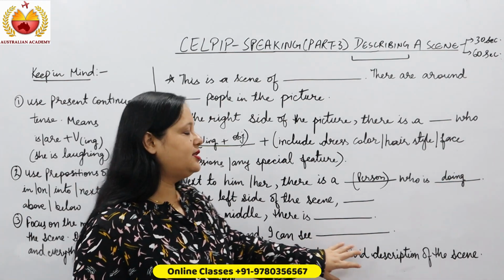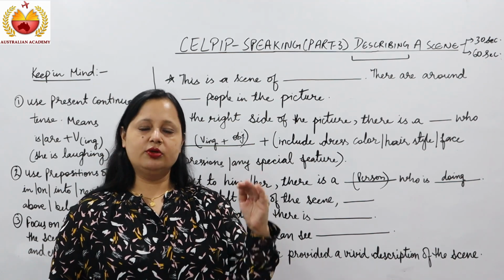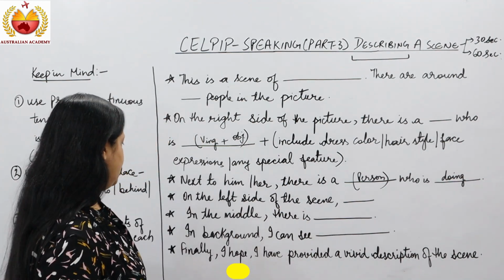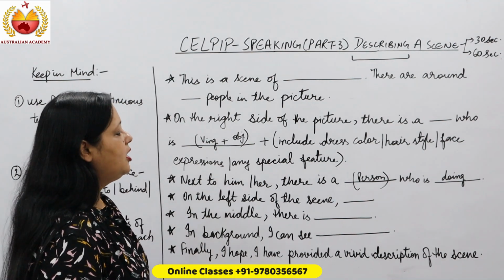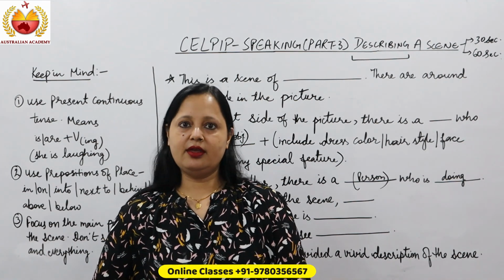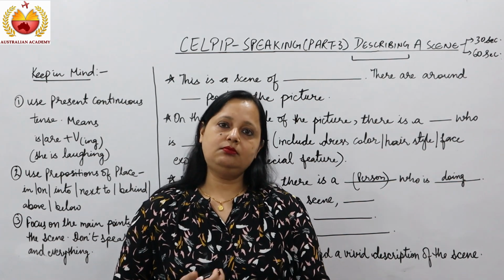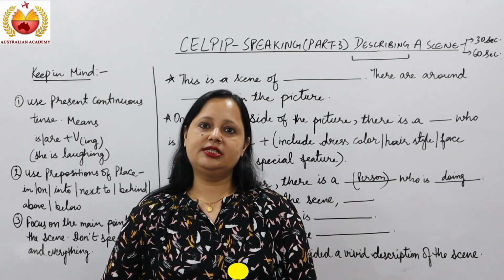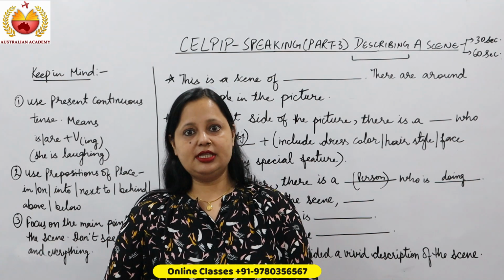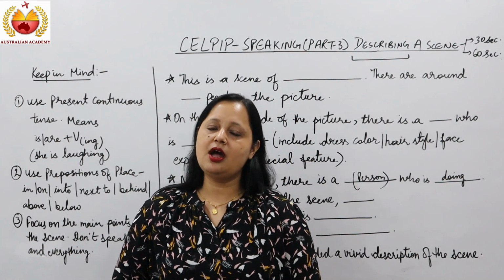Then in the background I can see on both sides, left and right, there are counters where books are stacked. I can see through the window a sunny day. Then finally, I hope I have provided a vivid description of the scene. And if you think there are so many things in the picture that it is not easy for you to speak about, what would you say? There are other things also going on in the scene. In the ending you would say there are other things also going on in the scene. Other things indicates that you haven't spoken about everything; a few things are left untouched.